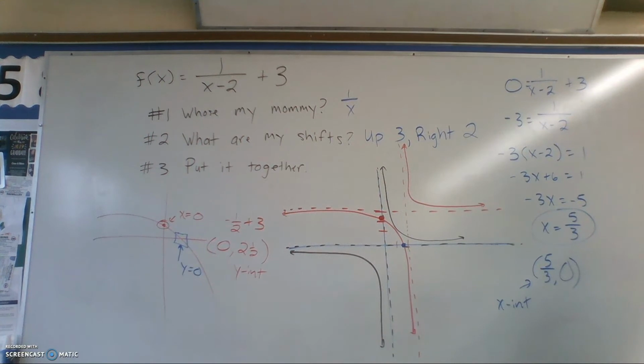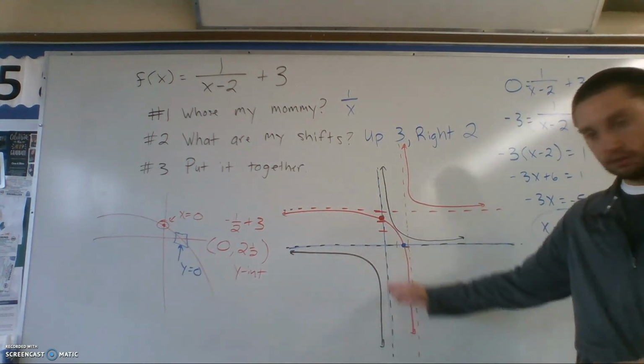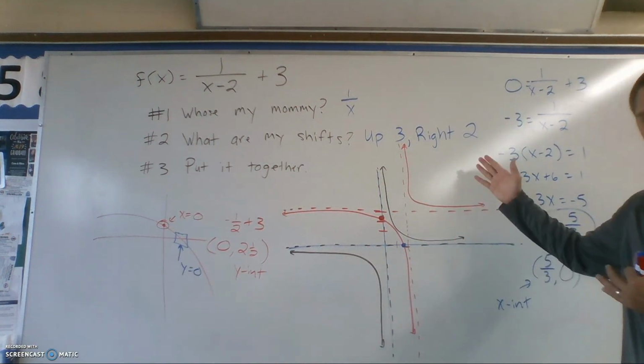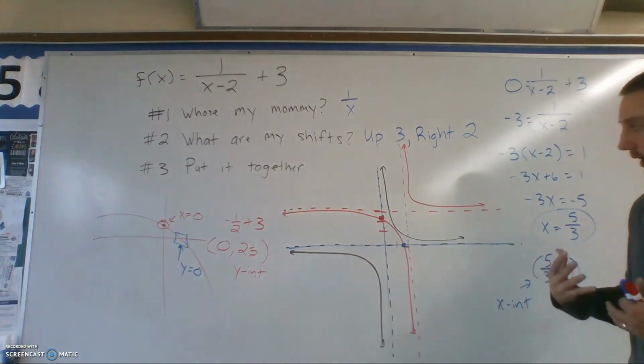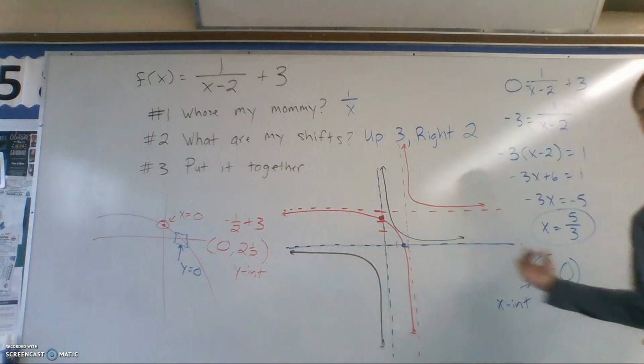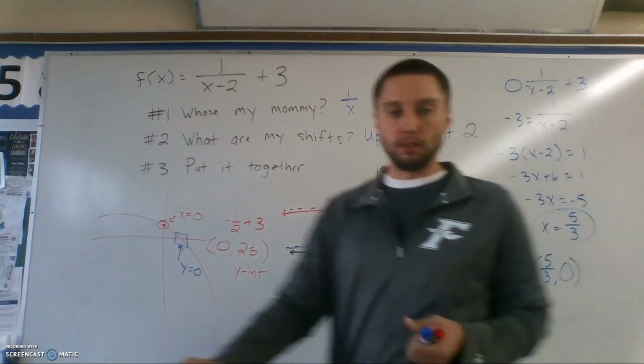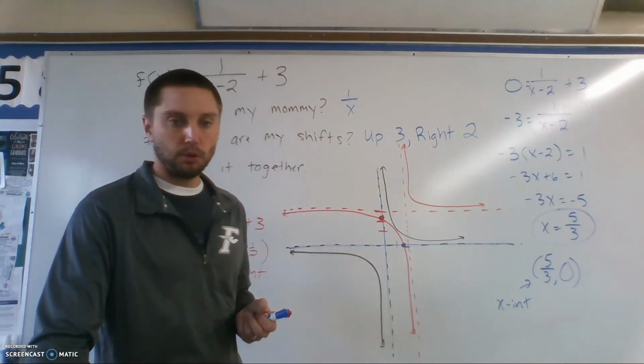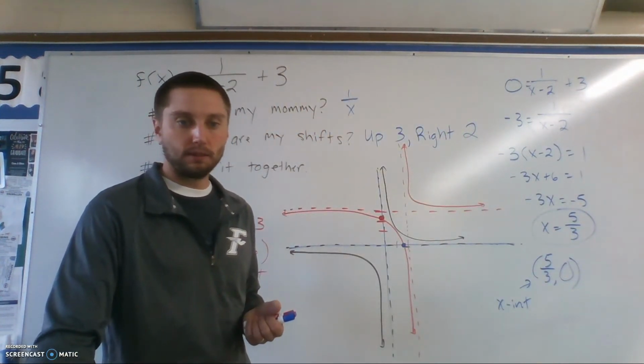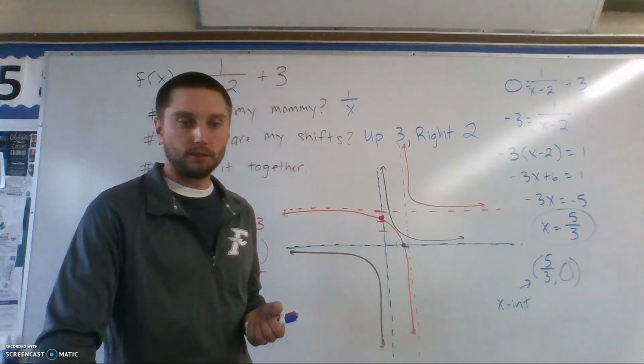Okay? So that would be the all-star way to do this problem. Start with your parent function, figure out the shifts, put it together, and then go back, find your x-intercepts and y-intercepts. Okay? So there's your first example. I'll come back in a second.